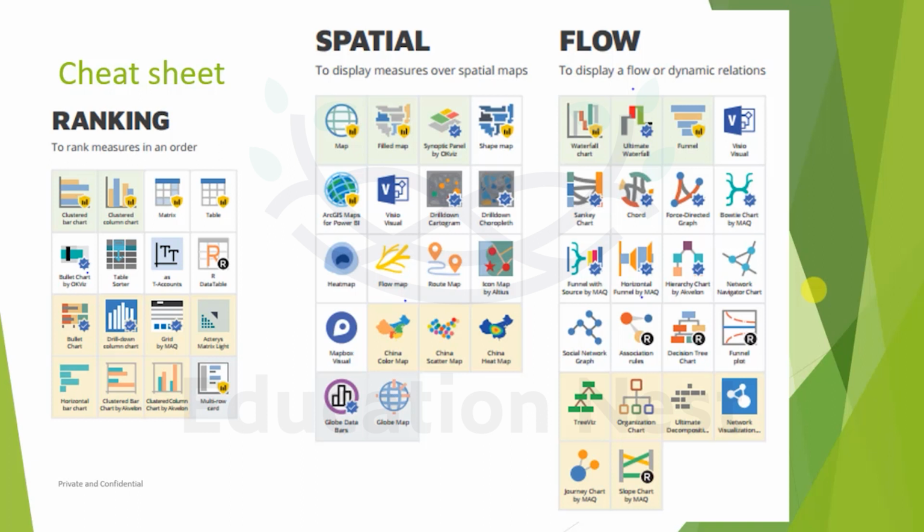Organizational chart, again, it moves from one to another. Then there is a journey chart by MAQ. It's an alternate version of a social network graph. Then there is a slope chart by MAQ again, and the R represents that there is a need for R language understanding also in place.